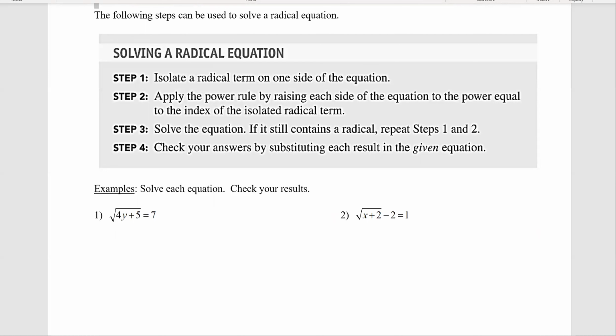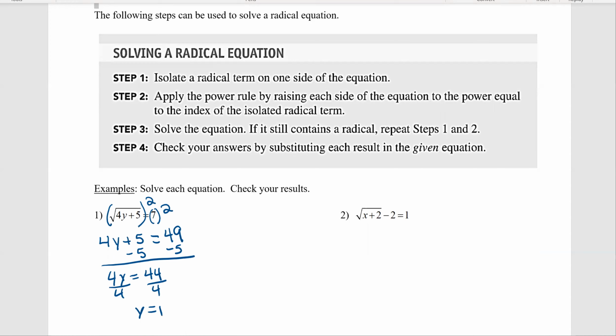Example number 1, we can see that the square root is already isolated. So the index is a 2, so we are going to square both sides. When you square a square root, you get the radicand. And 7 squared is 49. We will subtract 5 from both sides. Divide both sides by 4. Y is equal to 11.